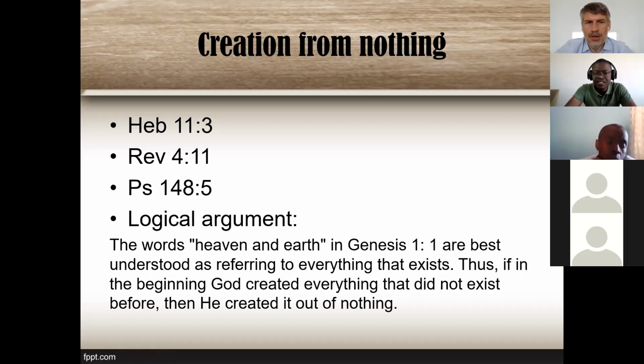Yes, I agree with you. I agree with you that actually this idea of creation from nothing exists in the Bible. But we cannot prove this idea by referring to the verb bara, and we cannot prove this idea by referring only to Genesis 1. But there are some other texts which imply creation from nothing. Like, for example, Hebrews 11 and verse 3. Let us read it together.